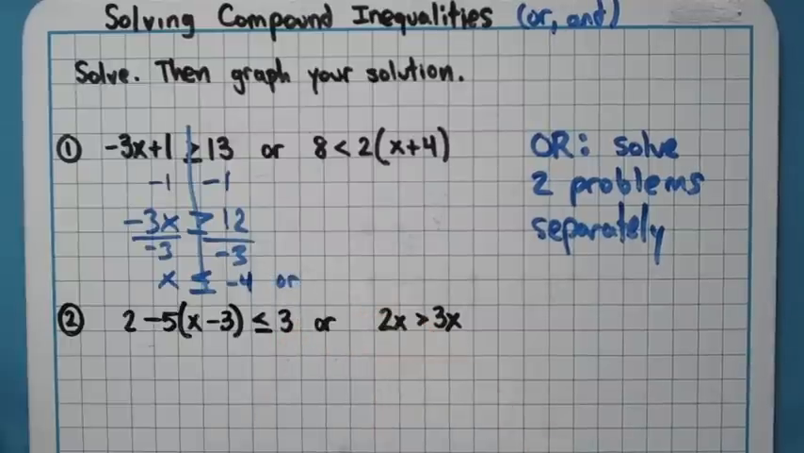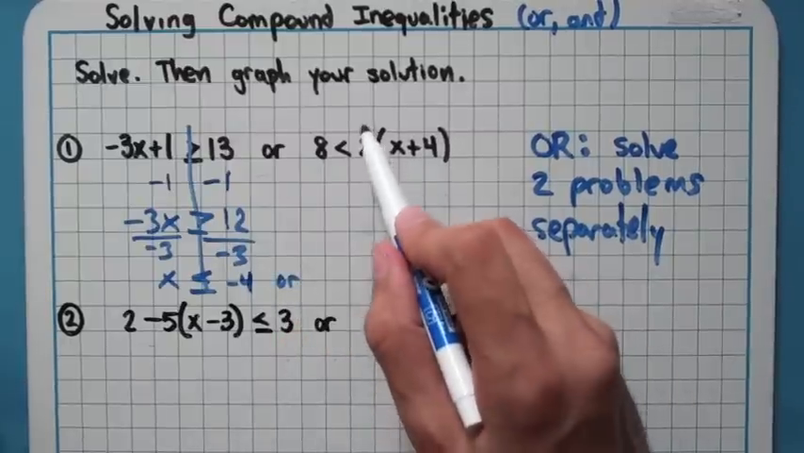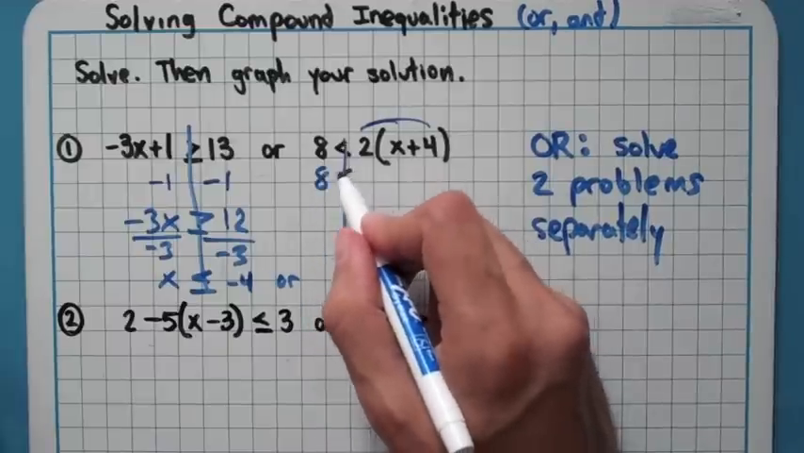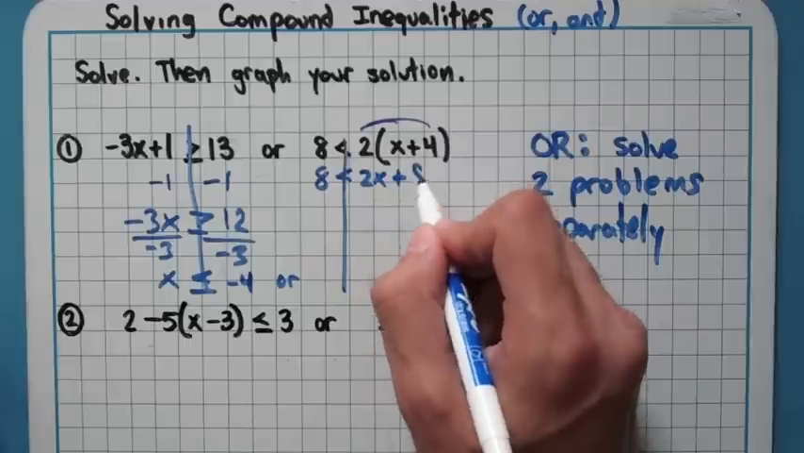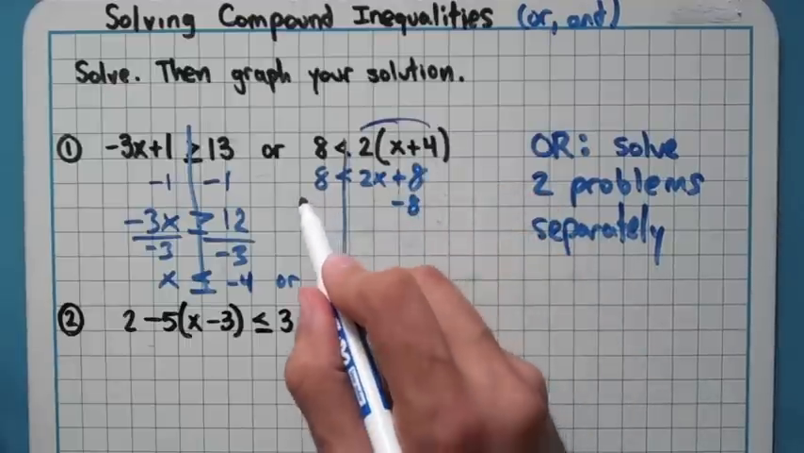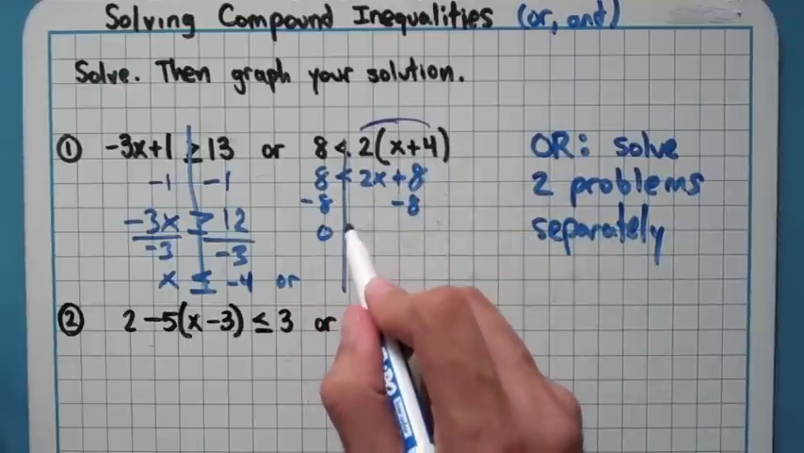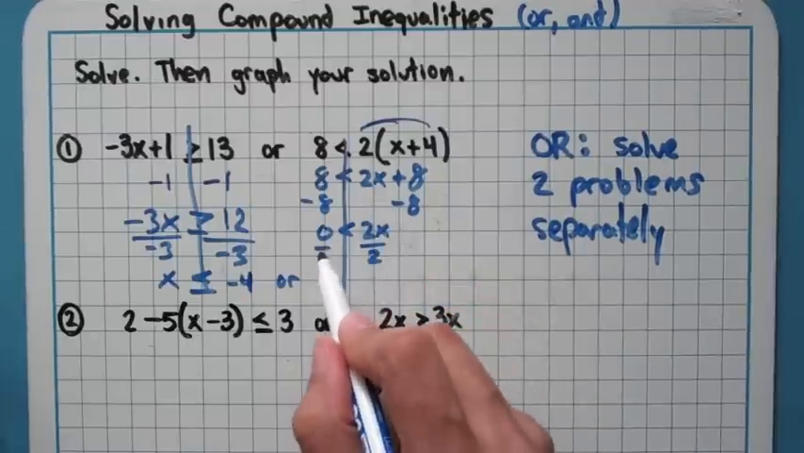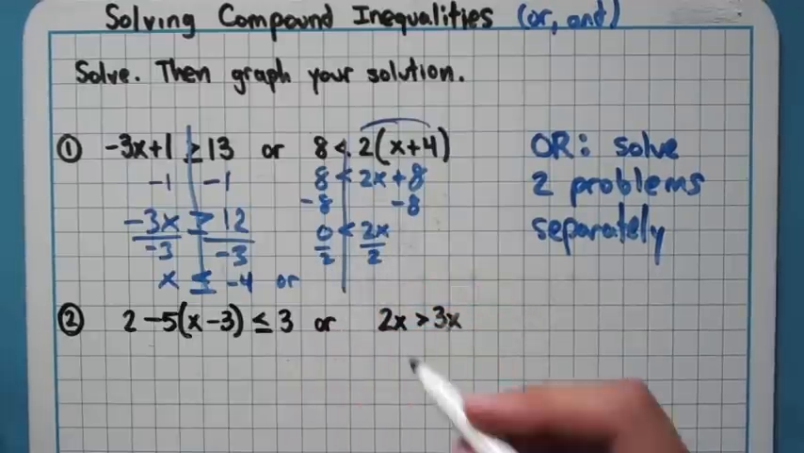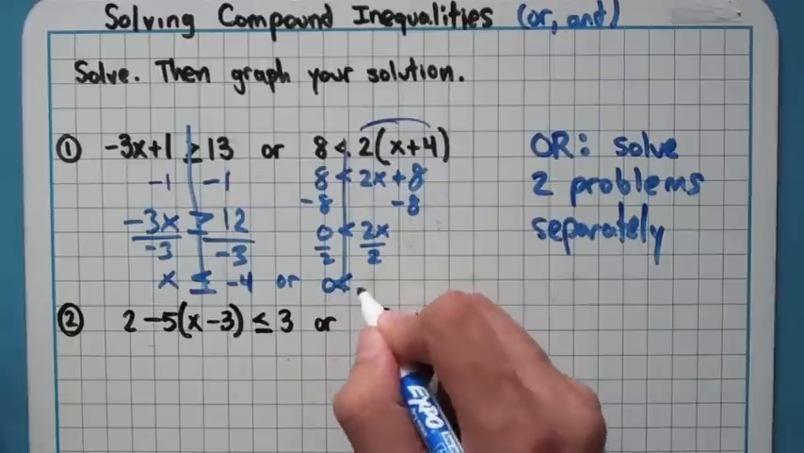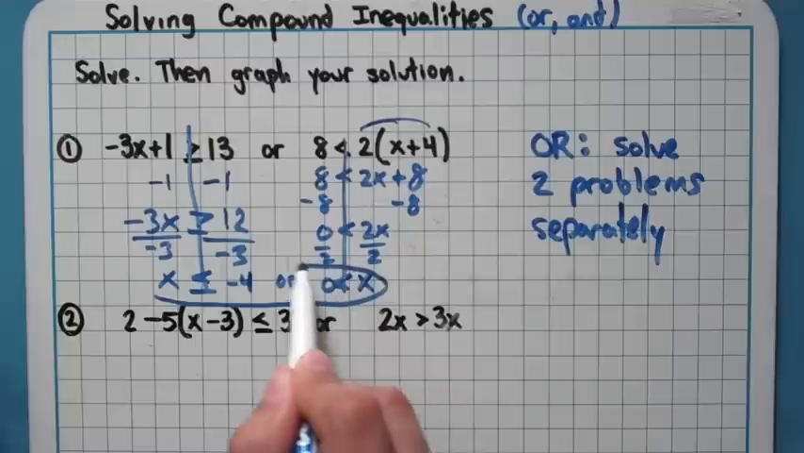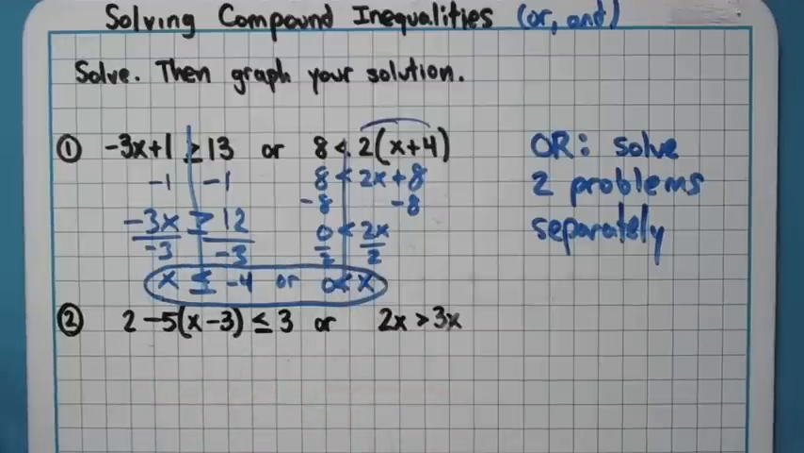Or, my second part right here, I go to solve this one, distribute, and get 8 less than 2x plus 8. Subtract 8 from both sides. I get 0 is less than 2x, and I divide both sides by 2. 0 divided by 2 is just 0. So I get 0 less than x. So these are my two pieces right here. Now all I need to do is put it on a number line.